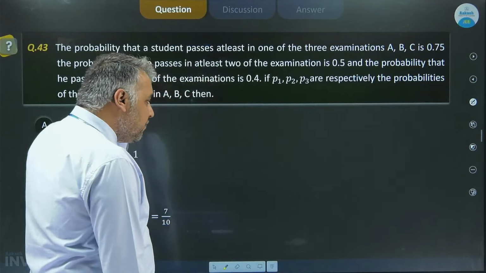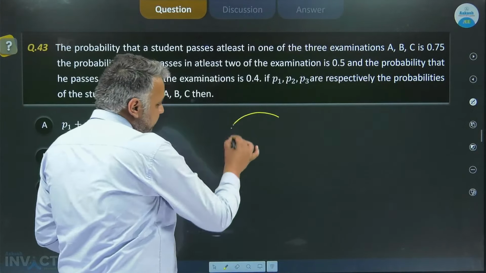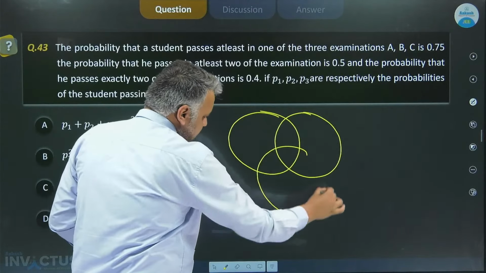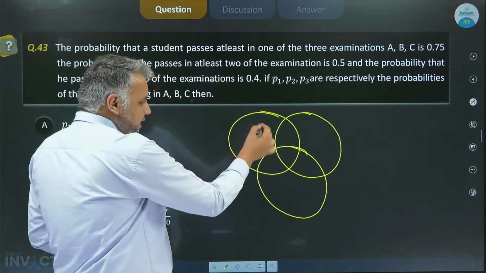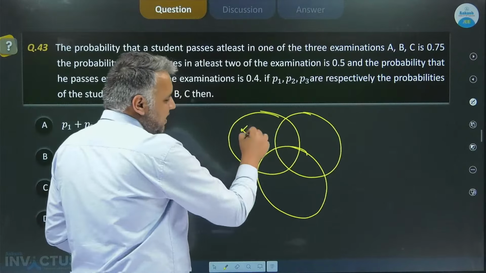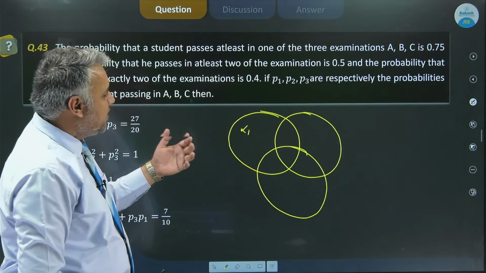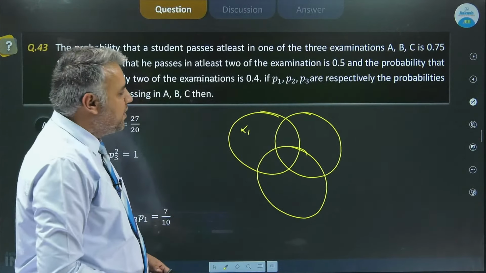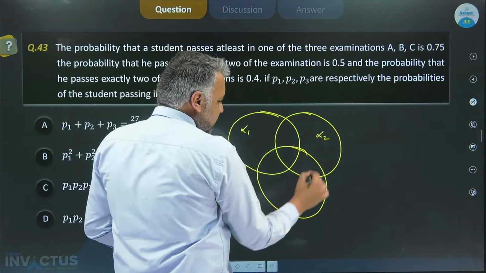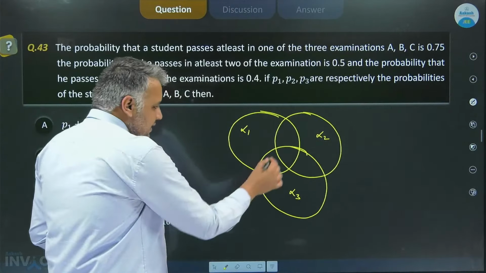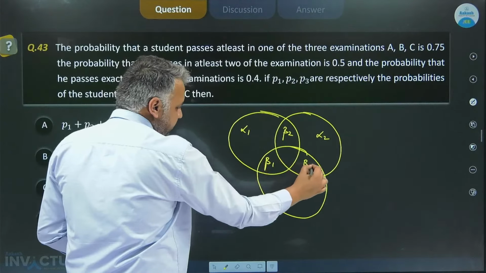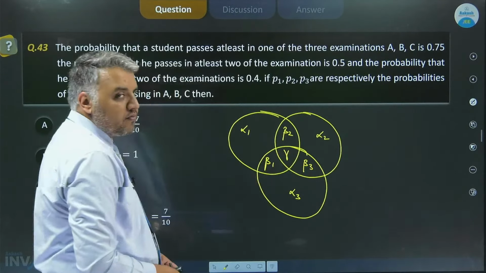Okay, so if we move using a Venn diagram, say this is A, this is B, this is C. Now say the probability of this portion is alpha 1. That means the probability that the student passes only in the examination A is alpha 1. And similarly, say this is alpha 2, this is alpha 3. Say this region is beta 2, this is beta 1, this is beta 3. And say this is gamma.